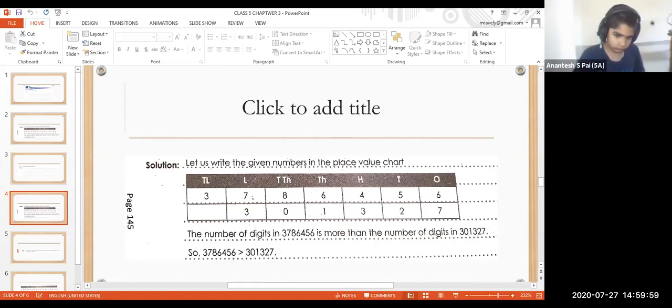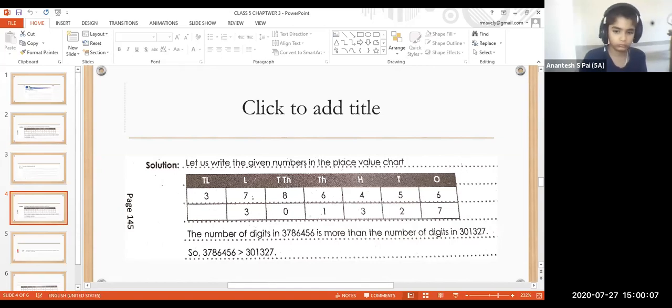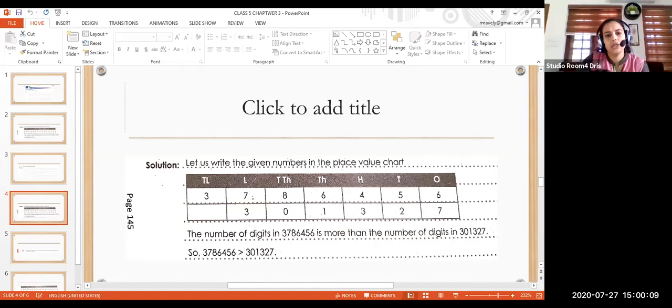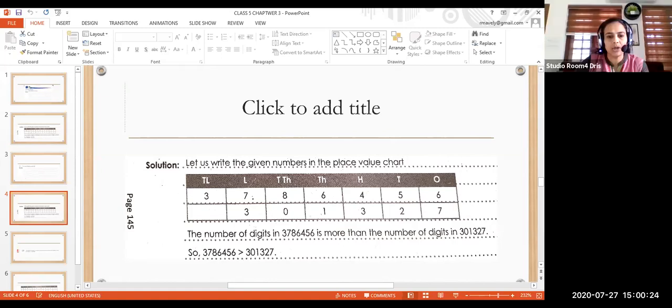Can you see the board? Anandesh? Yes, ma'am. No need to write. Let us write the given numbers in the place value chart. I told you, you don't need to write that sentence. What you have to do? First start with the table, place value chart. Then write the number which is bigger. Only that much. No need to write in words. Write the number and keep the bigger sign.